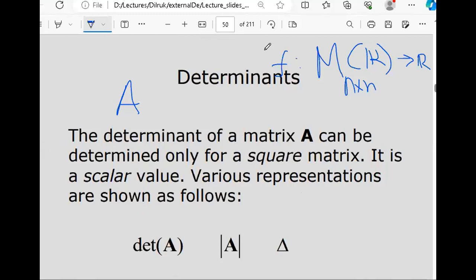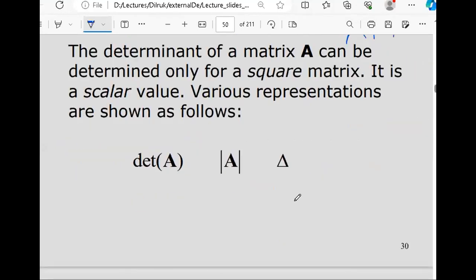Determinant is a scalar valued function, from the set of matrices to real values. So if you have a matrix A, this gives you a real number, the determinant of A. It is denoted by one of these notations. Some people denote the determinant as this, or this, or this.